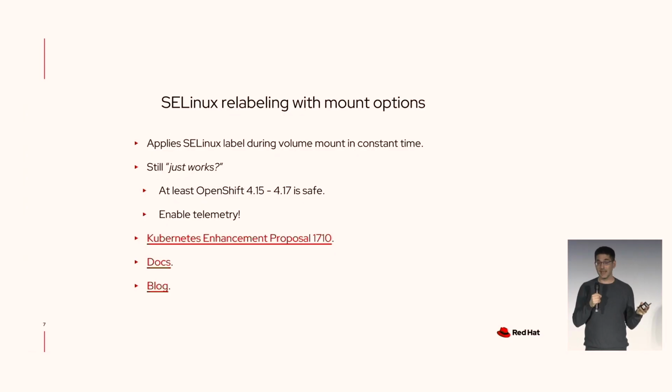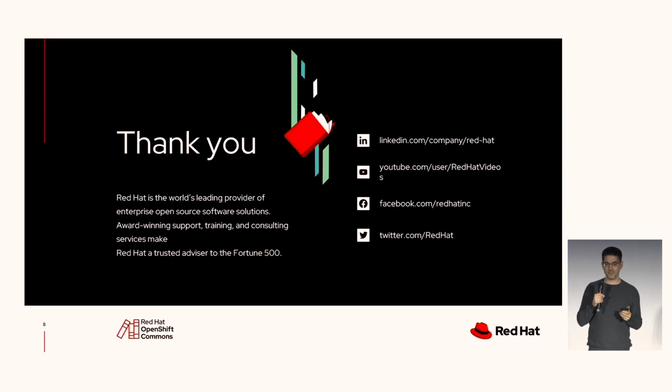Here are some links to the upstream enhancement, upstream docs, upstream blog. There are all the details, especially in the enhancement, about SELinux, how it works in Kubernetes, how the labels are applied, who applies them when, and all the use cases that I'm going to break. So please watch those. So thanks a lot. It was a really lightning talk.